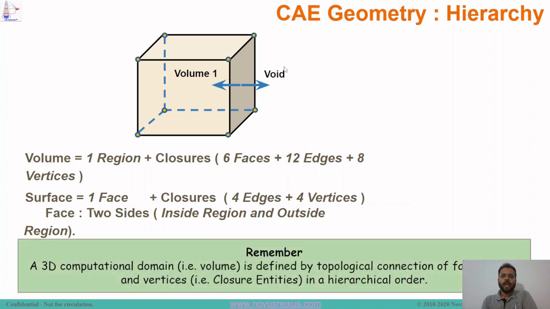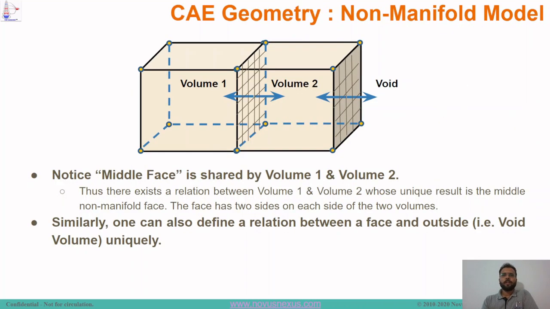So please remember that a 3D computational domain is defined by topological connection of faces, edges, and vertices in a hierarchical order. For practical purposes, we need to create a non-manifold computational domain for meshing with multiple volumes in a region. So let's understand what is non-manifold CAE geometry.